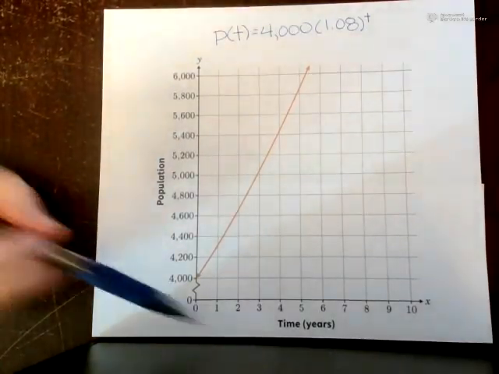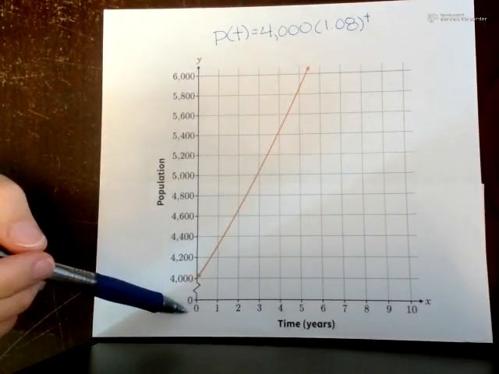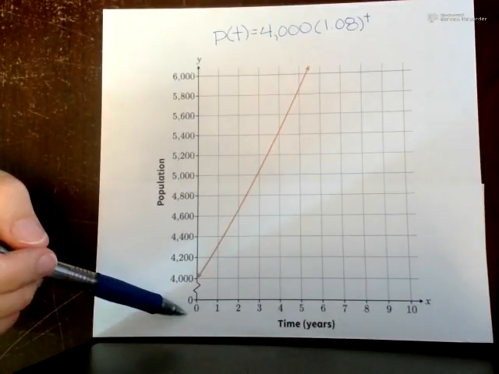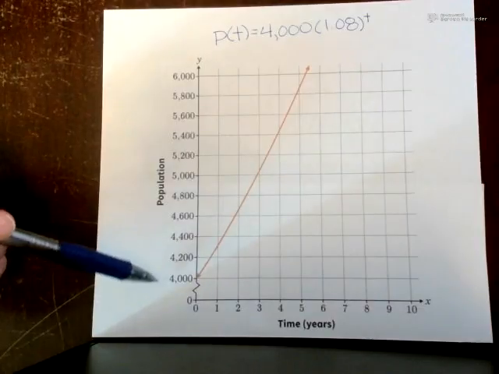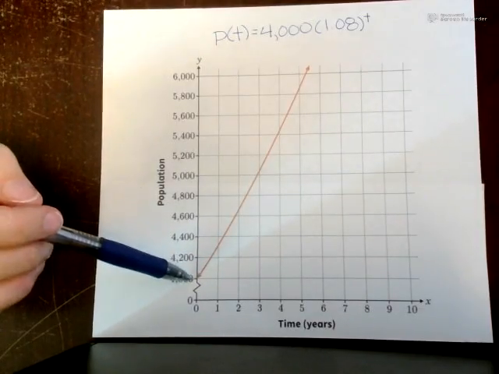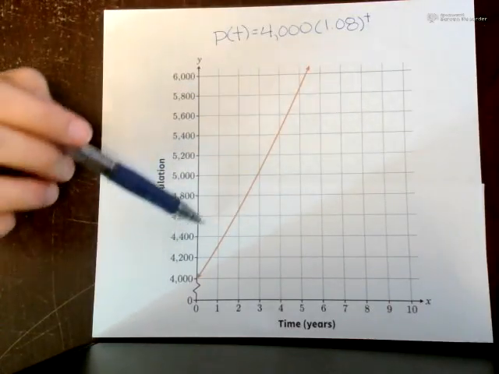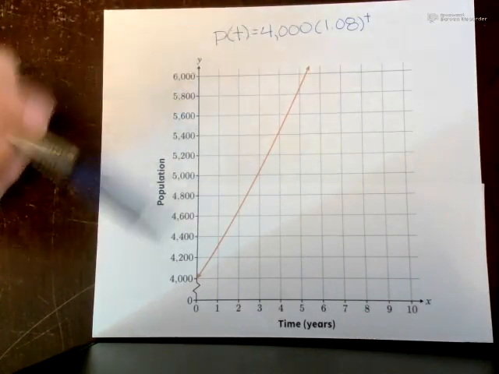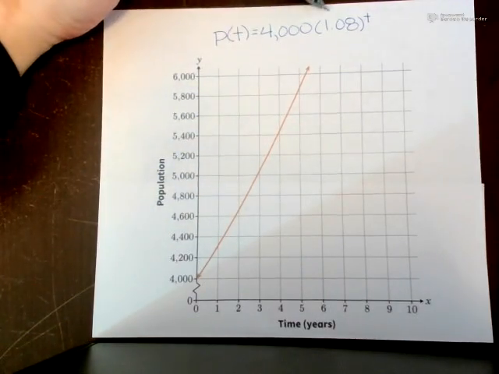Okay, the domain is our time, and it means that time is greater than or equal to 0, because it starts at 0. Our range is the population, and it starts at 4,000, so population is greater than or equal to 4,000. And you can see this line is curved just slightly if you look, but mostly it's just a steady increase because this is so close to just 1.